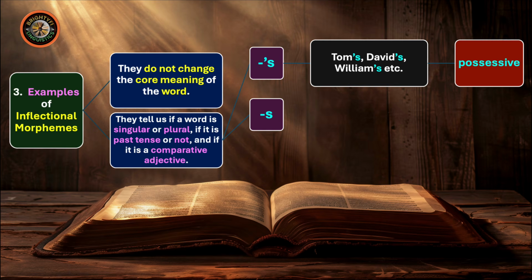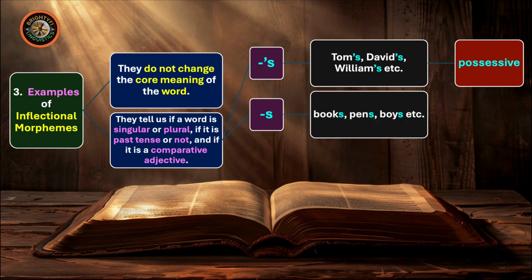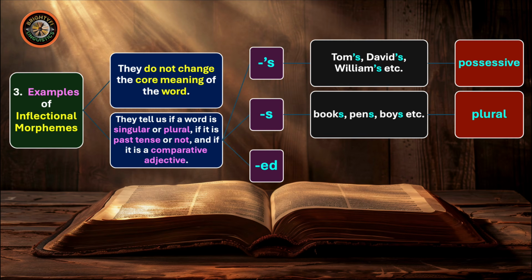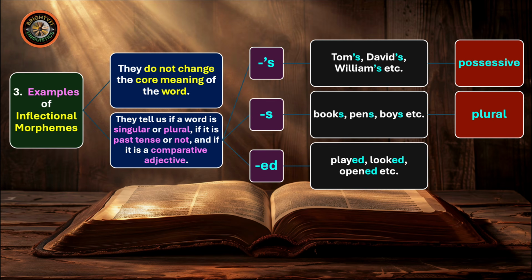Likewise, we have another example. S, like in books, pens, boys, etc. What we notice, we change from singular to plural without changing the essence of the meaning of the word. Then we have another example of ed. We have played, looked, opened, and we change from present into past tense. Again, what we notice is that we do not change the core meaning of the word. We just change the form of the verb from present to past.